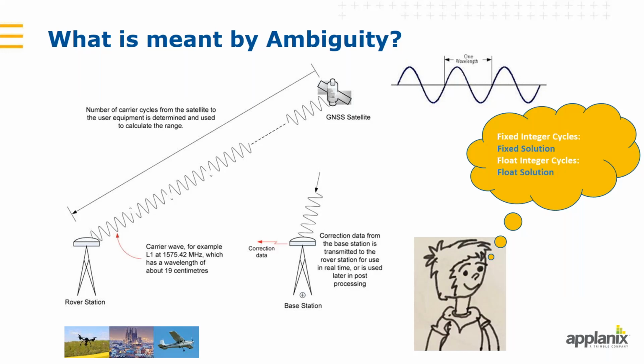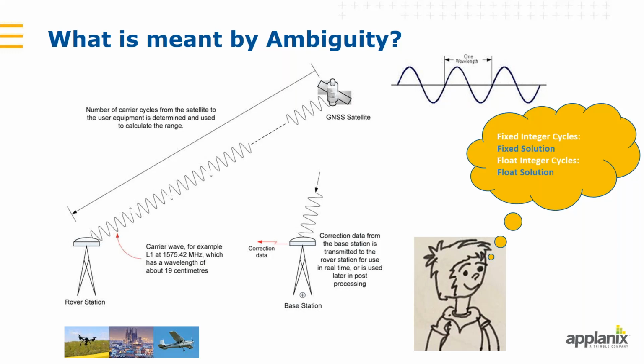So I mentioned the word ambiguity quite often now. So let's explain what that is and what is meant by that. It's quite important to understand this so that you can also evaluate the performance and prospect of your process trajectory.